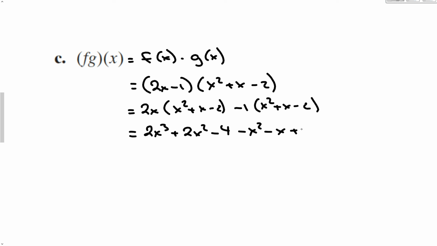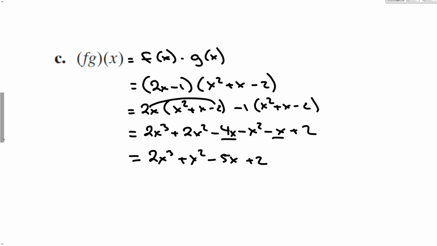minus x plus 2. And now all I have to do is go through, combine all the like terms, and be sure not to miss any. Plus x squared minus 5x plus 2. Ooh, that would help, right? 2x times the 2, 4x minus x, 5x.